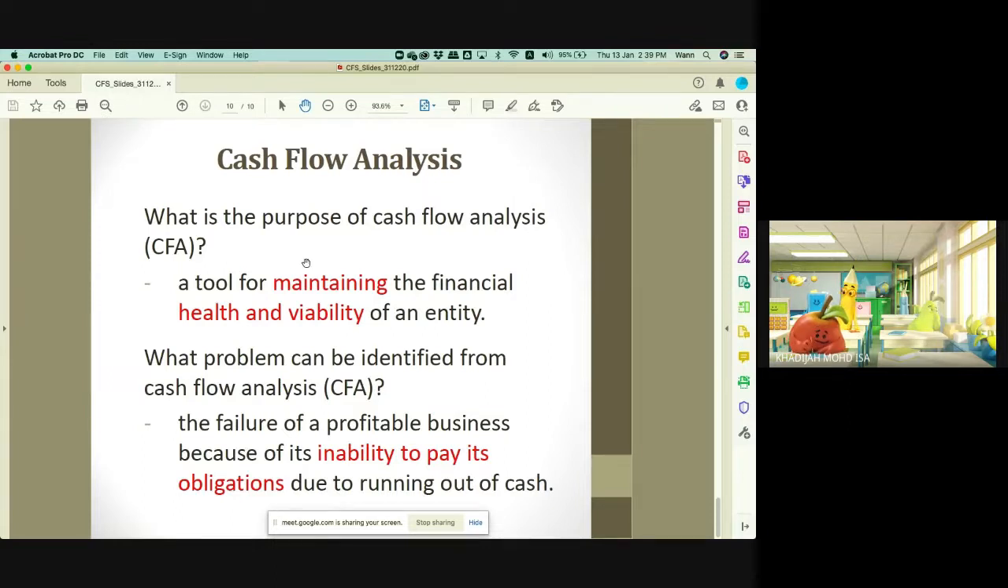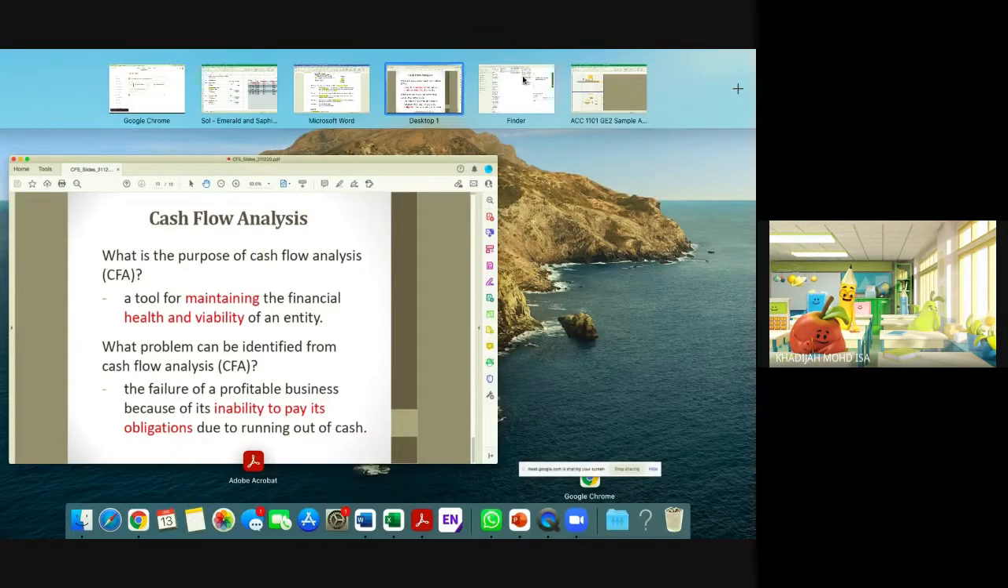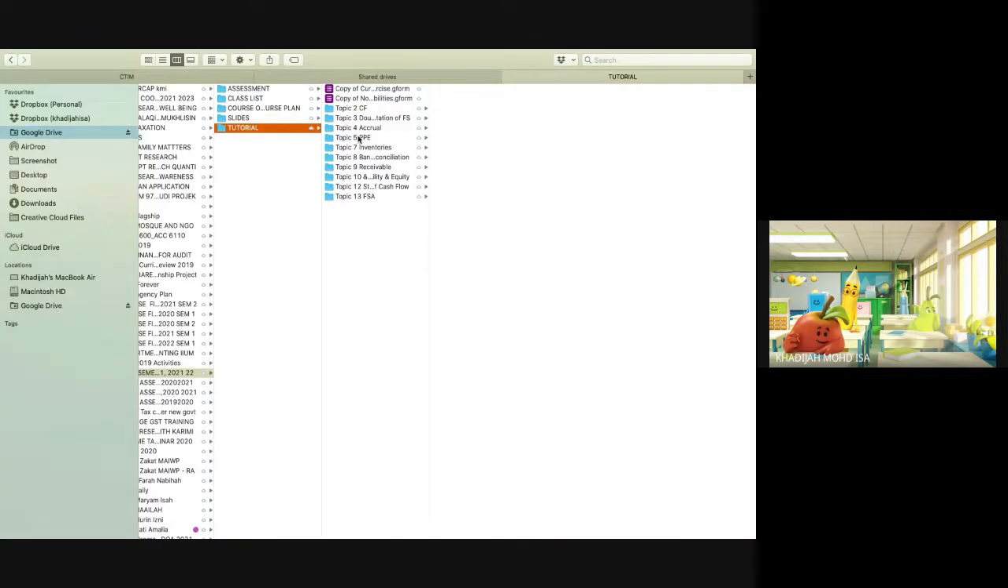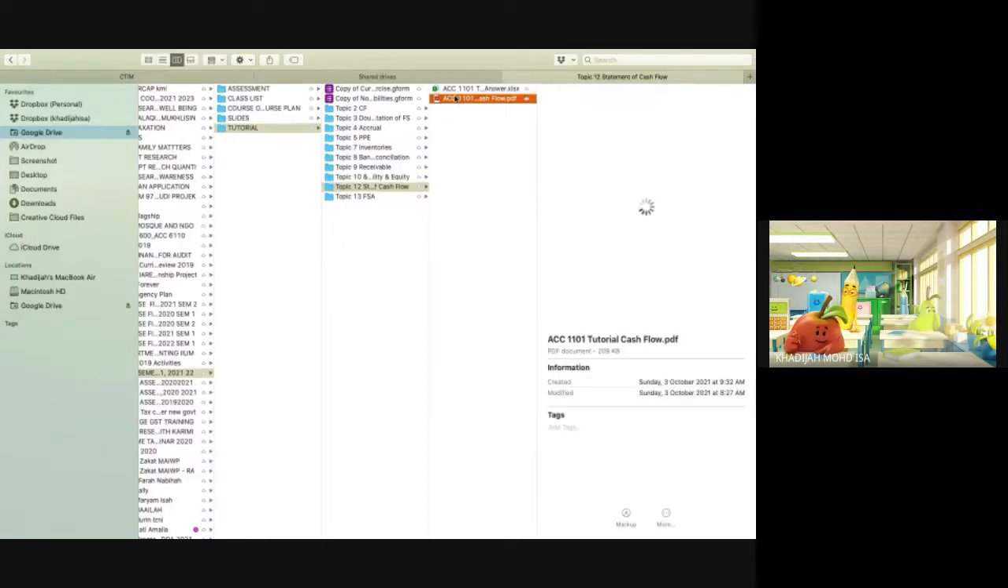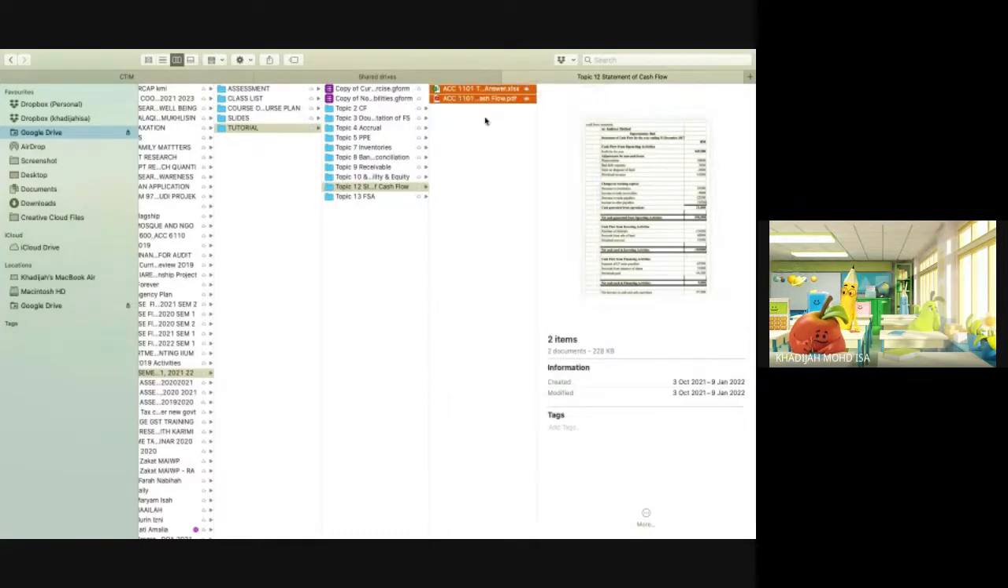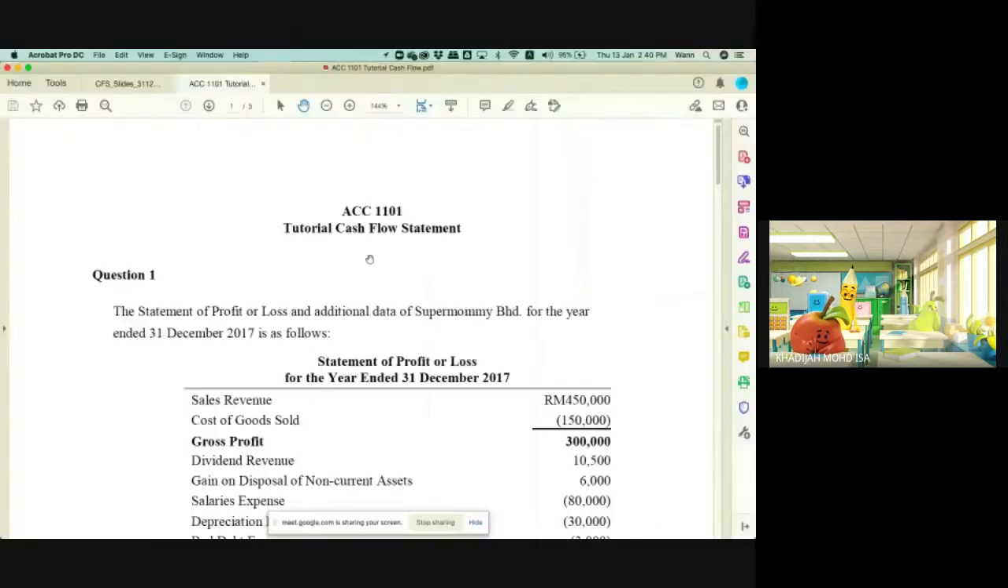That's why I think that it's not enough here. Let me see. Before that, let me check what the tutorial question looks like. Topic 12, okay, tutorial question.